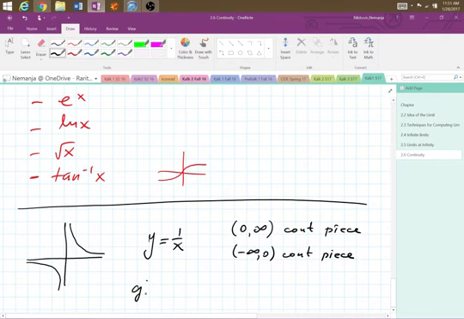Globally, so from negative infinity to positive infinity, not continuous. So this is what we mean by piecewise continuous. Individual pieces are continuous.